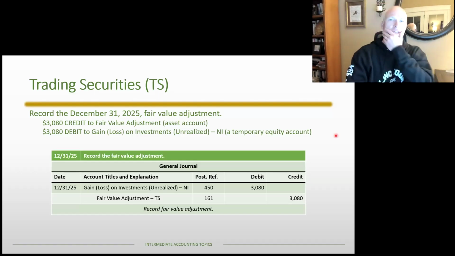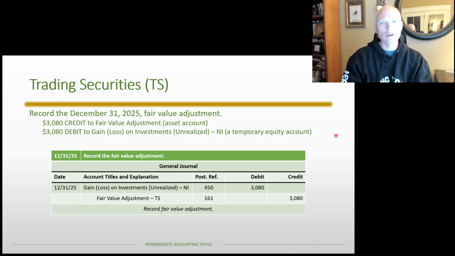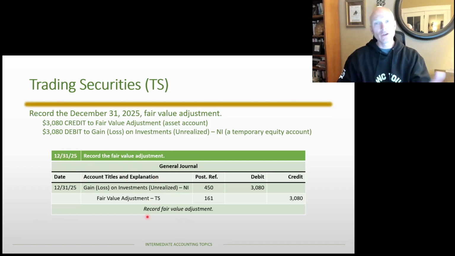All right, so here is the second part of our presentation on traded securities. And so we're kind of picking up. We had just finished the fair value adjustment from December 31st, 2025. And now we're kind of moving through time.